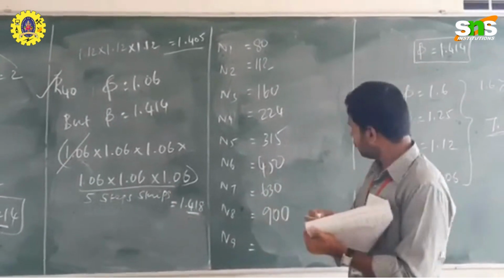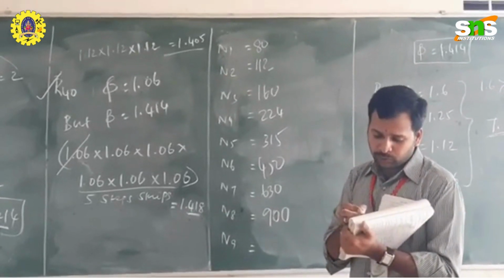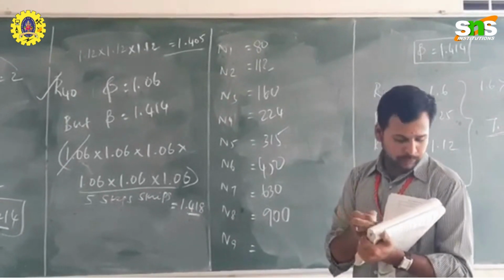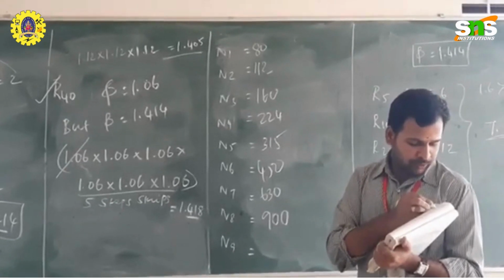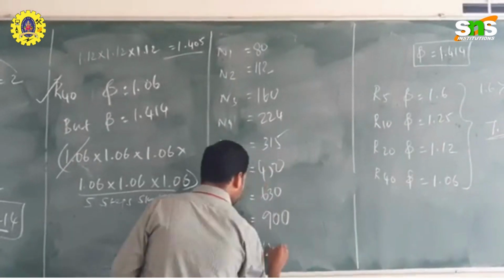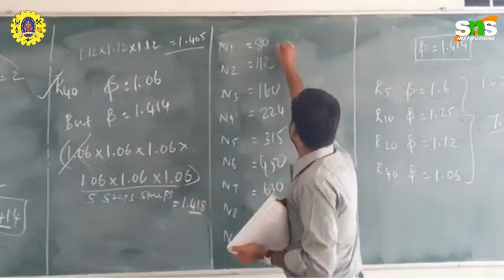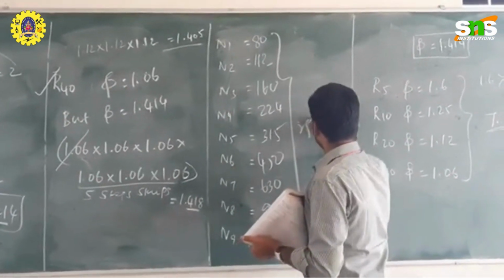Next, 1, 2, 3, 4, 5, 1, 2, 3, 4, 5, so 1250. These are all the RPM respectively.